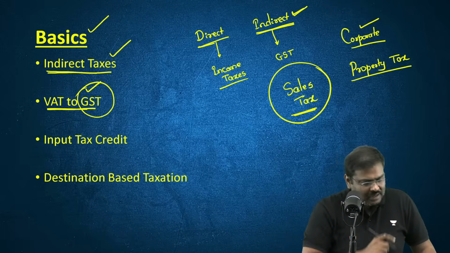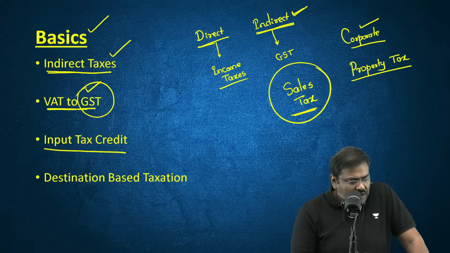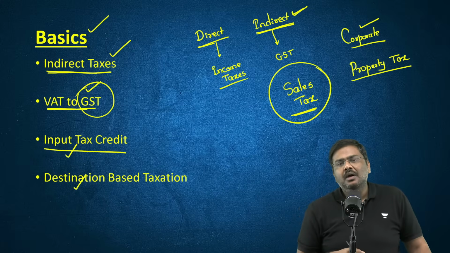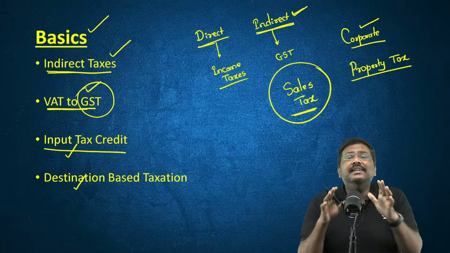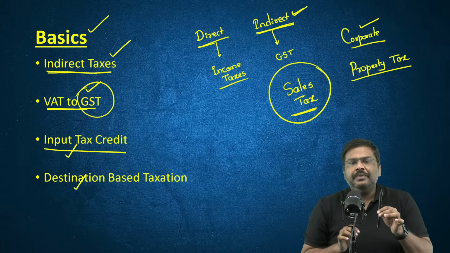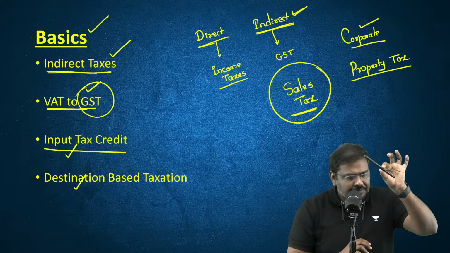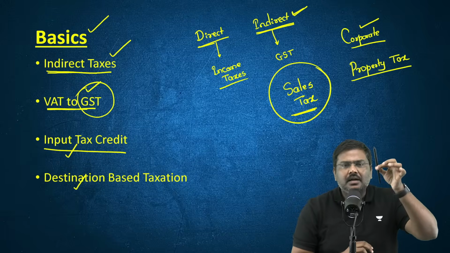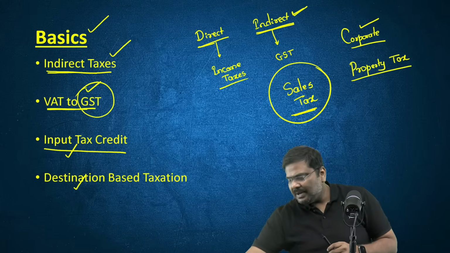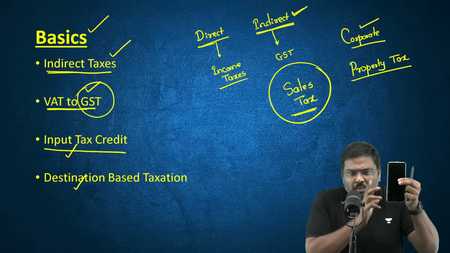Have patience. There is one more terminology: input tax credit and destination based taxation. Input tax credit, what does it actually mean? Right? Listen to the example very carefully. Imagine you are manufacturing the marker. Can everybody see the marker? Right? Imagine you're manufacturing the marker. Or else, let's take another example. Let's say mobile phone. Let's say you're manufacturing a mobile phone.